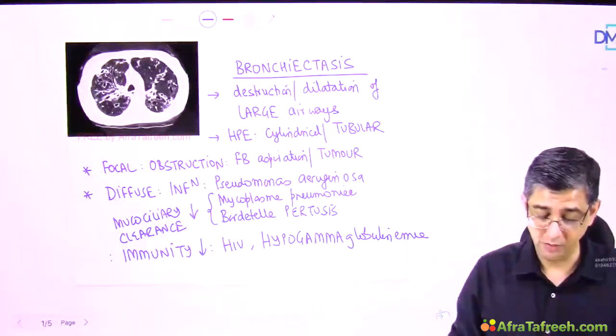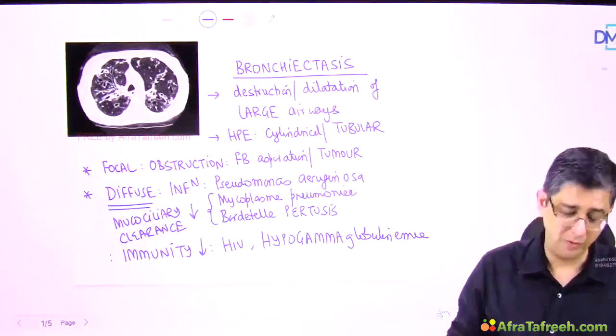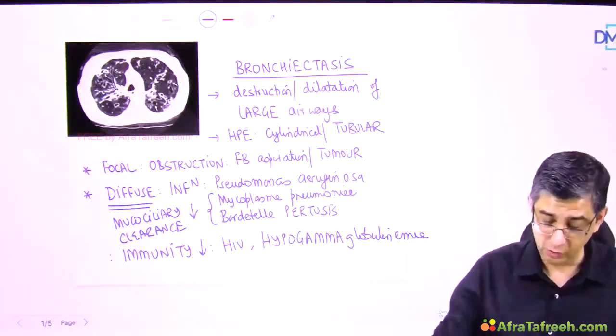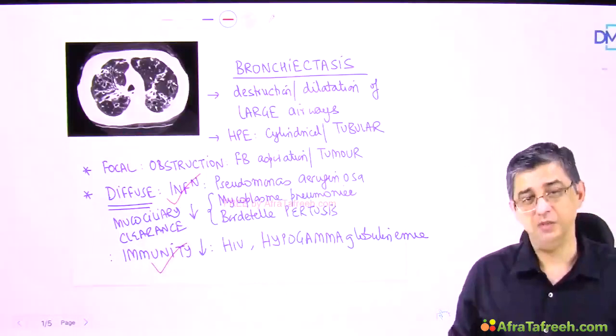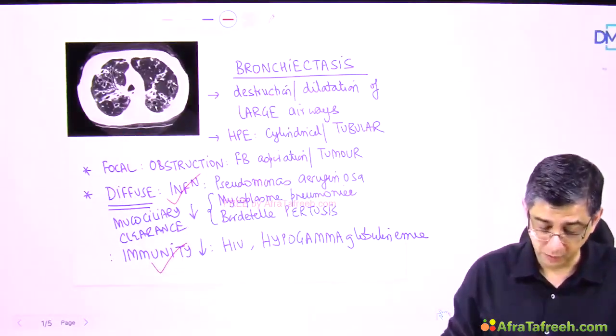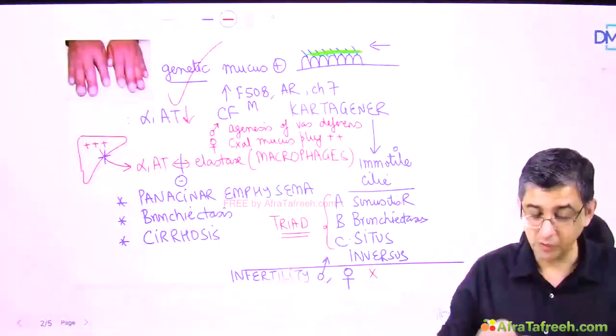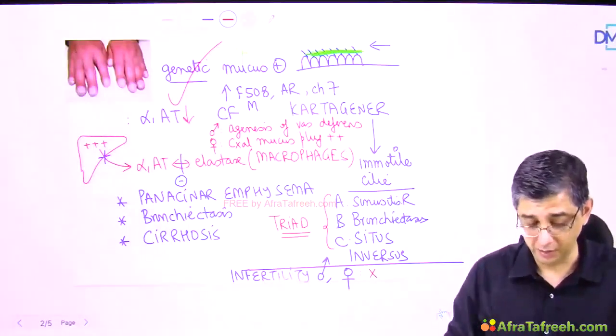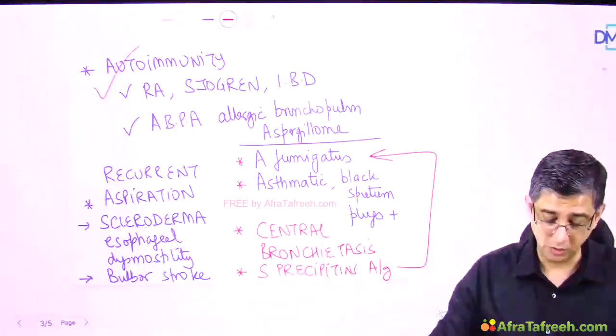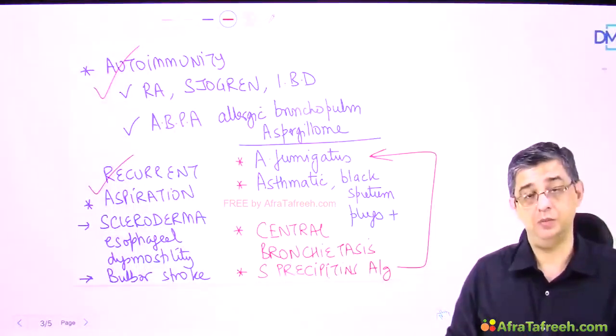Let's have a quick recap of the common causes of bronchiectasis. I said for the diffuse variety, focal is straightforward, though you don't bother about it. It is to be remembered as infection by these nasty bacteria. The immunity part is easy, HIV. Then there can be genetic causes, all three to be remembered by you: alpha-1 antitrypsin, cystic fibrosis, and Kartagener syndrome. And the last two causes are autoimmunity and recurrent aspiration in a patient.